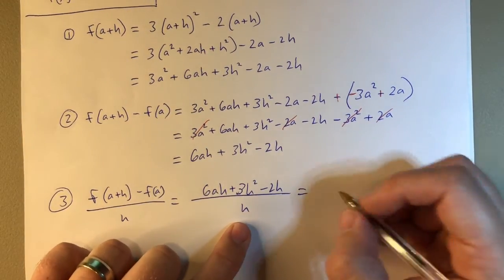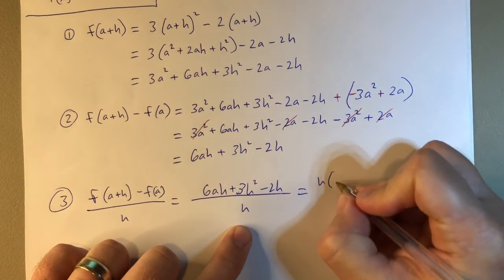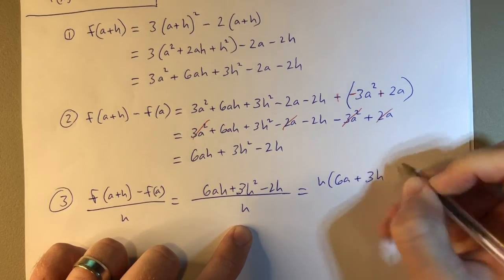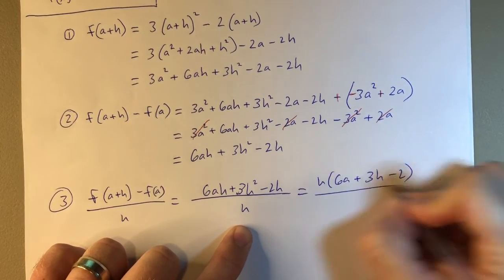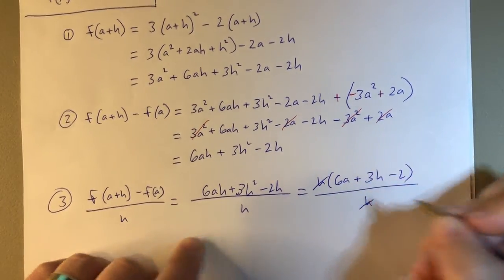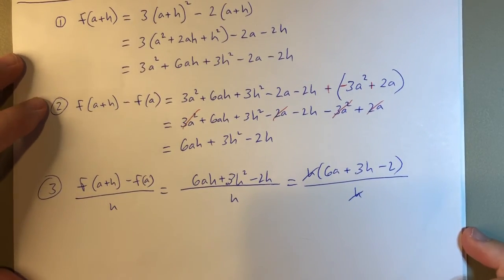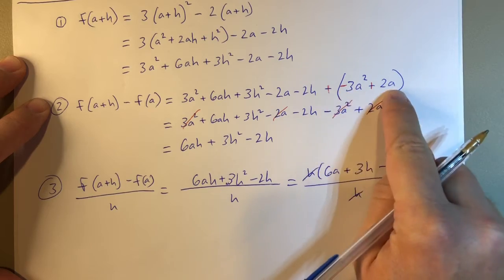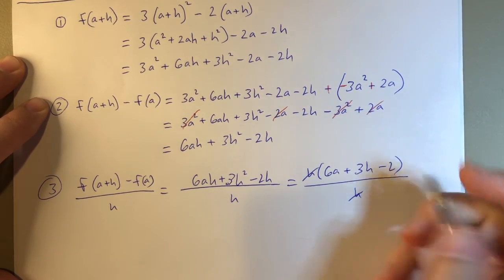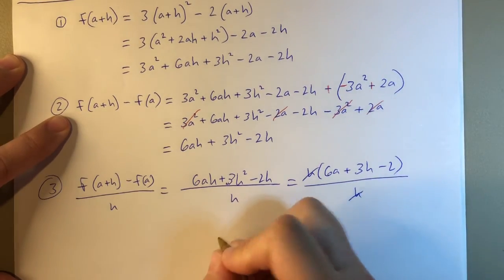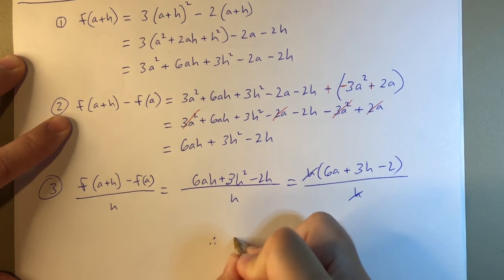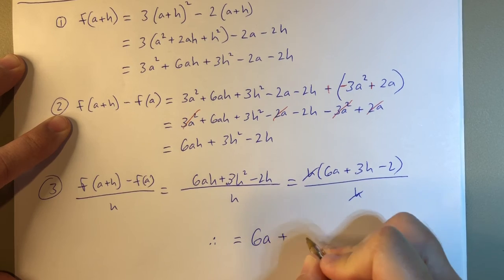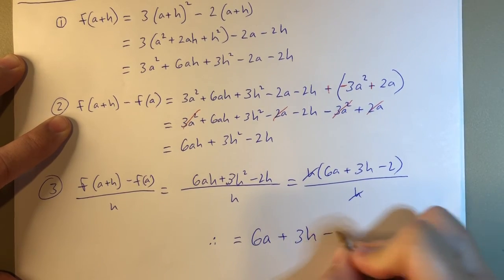Because you're dividing by h, you can factor out an h on top. And the h's are going to cancel. This is something else that's always going to happen, just like every term that makes up f of a will always be eliminated. So therefore, the difference quotient is equal to 6a plus 3h minus 2.